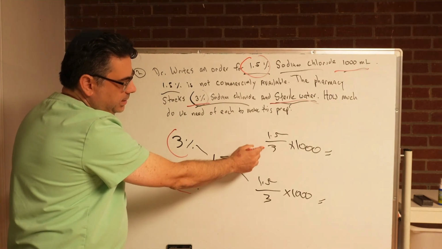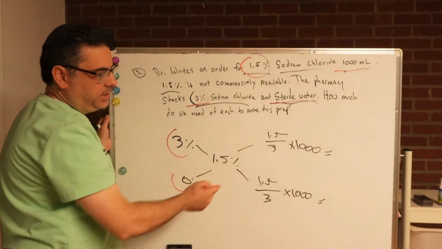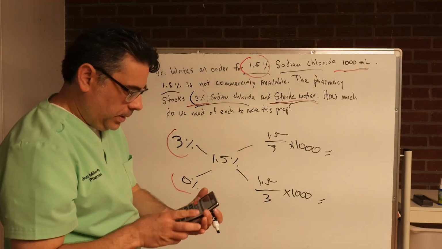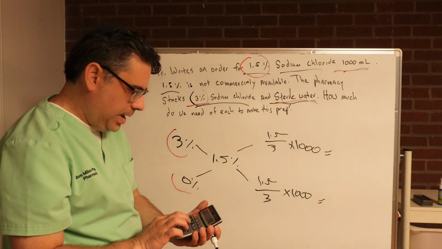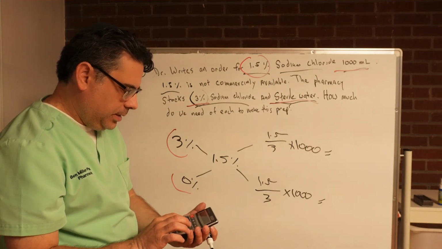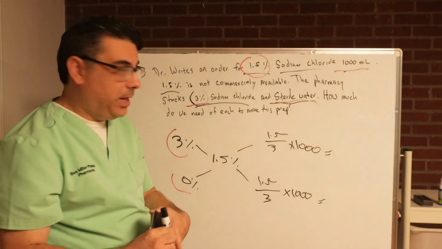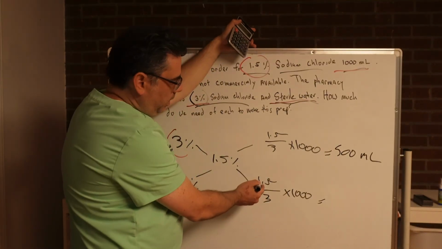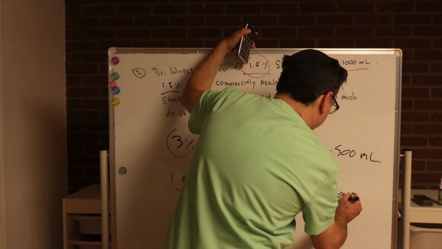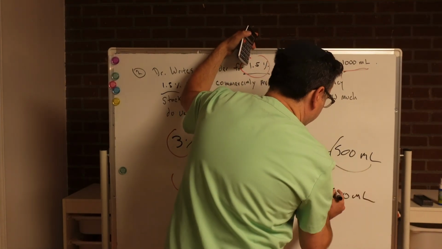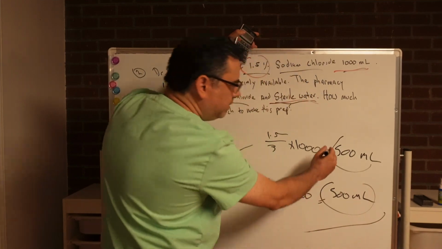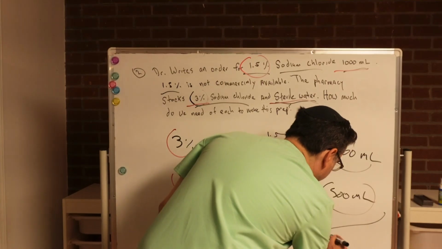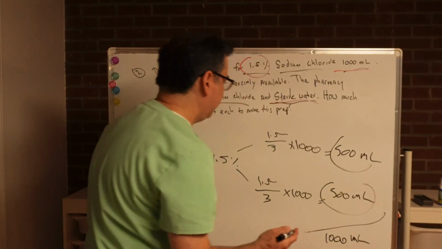So we get this denominator here by adding these two numerators here. So 1.5 plus 1.5 is 3. So now we're just going to do the calculation. We're going to do 1.5 divided by 3 times 1,000 gives you 500 ml. And same thing, 1.5 divided by 3 gives you 500 ml. And again, these two numbers have to give you the total of the volume that you're looking for, which is 1,000 milliliters. So 500 plus 500 is 1,000 milliliters.